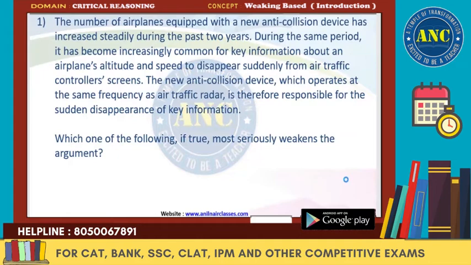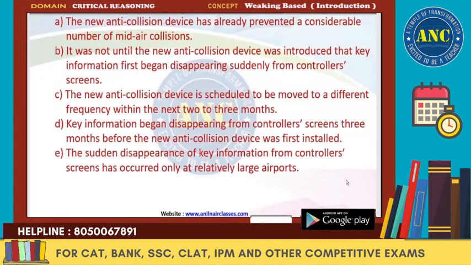In this case, the classic error would be assuming that just because two events occur simultaneously, you can assume that one must cause the other. In this case, the anti-collision device is leading to the sudden disappearance of the key information. So let us look at the options.